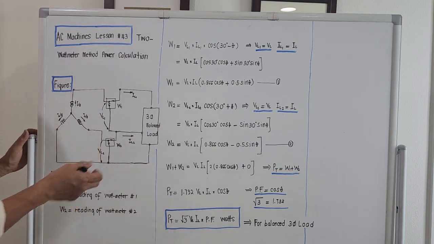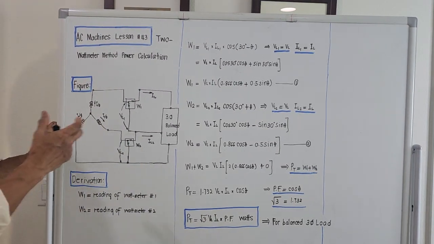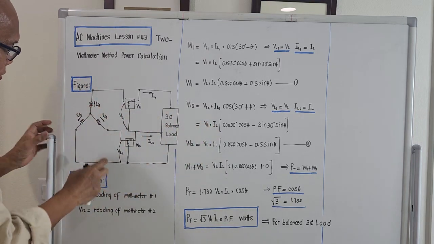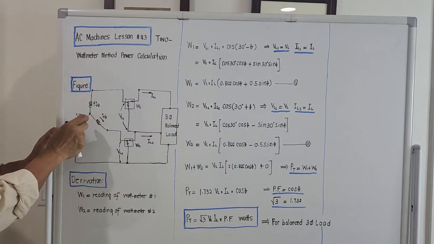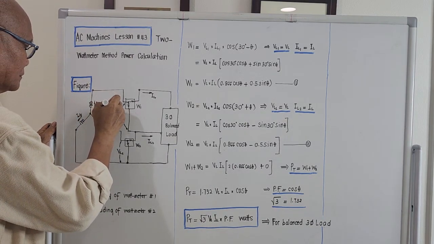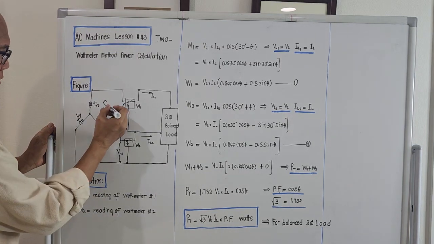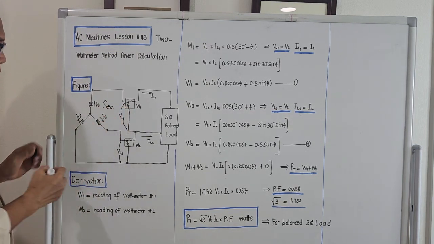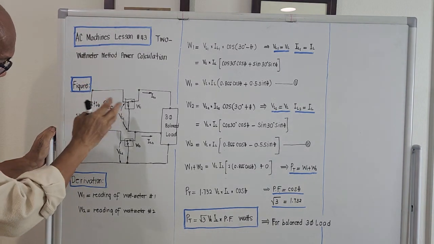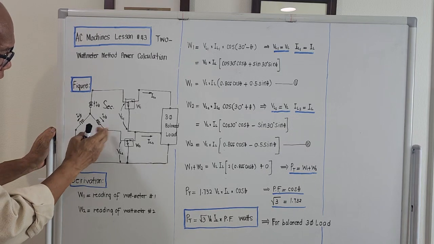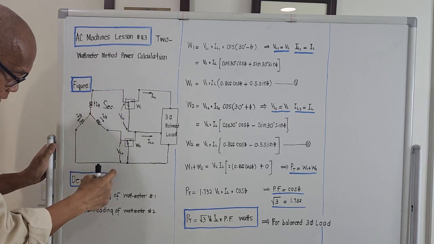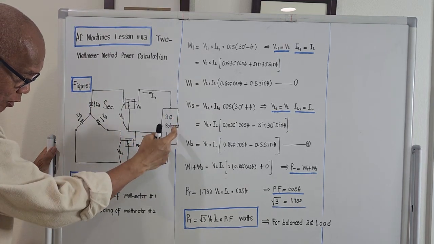Let's try to bring out a figure. For the meantime, let's just consider a Y-connected secondary. This is the first winding, second winding, third winding. This is the secondary portion. If the connection on the secondary side is Y, and there is a balanced three-phase load connected at line number 1, line number 2, and line number 3, this three-phase load is balanced.